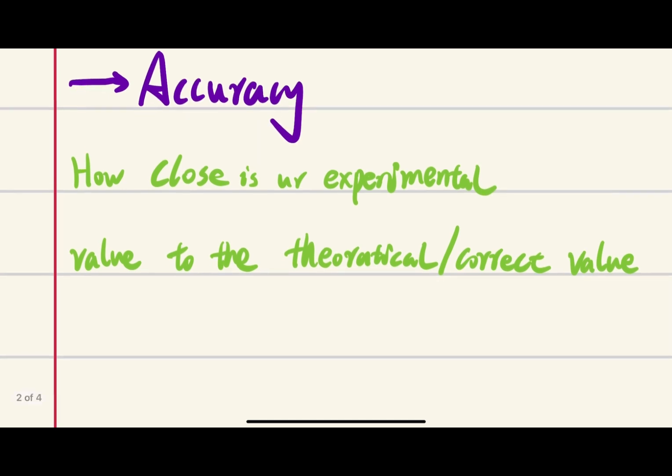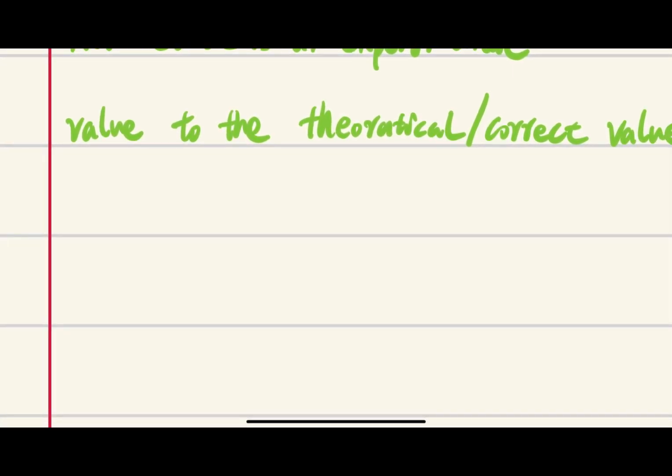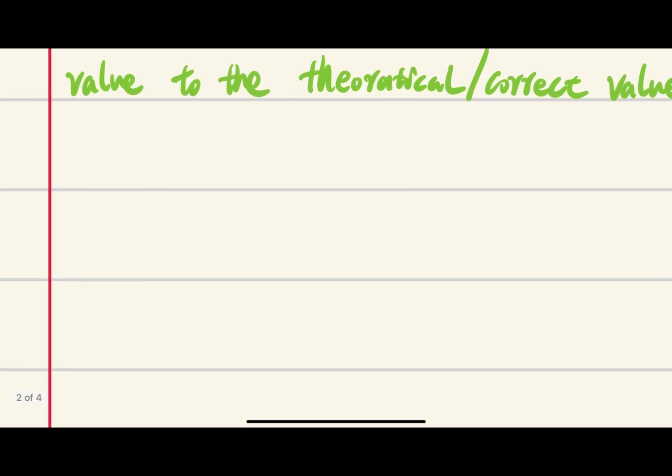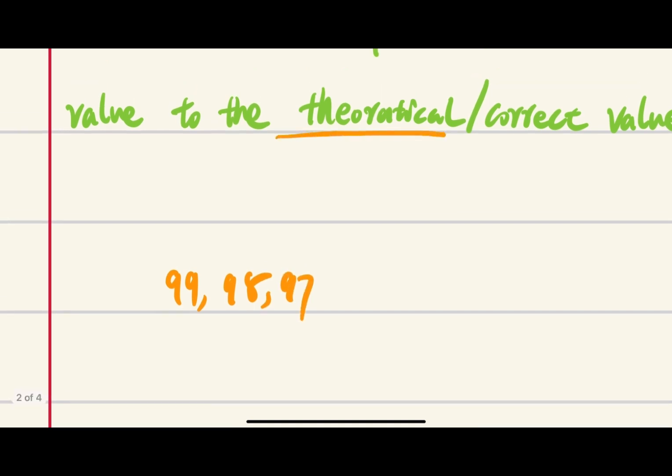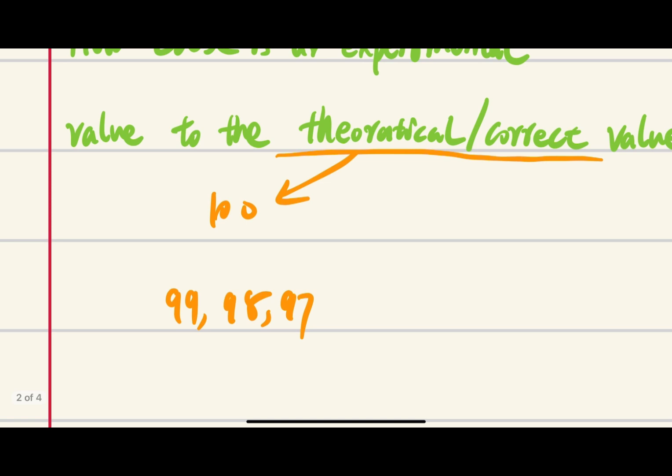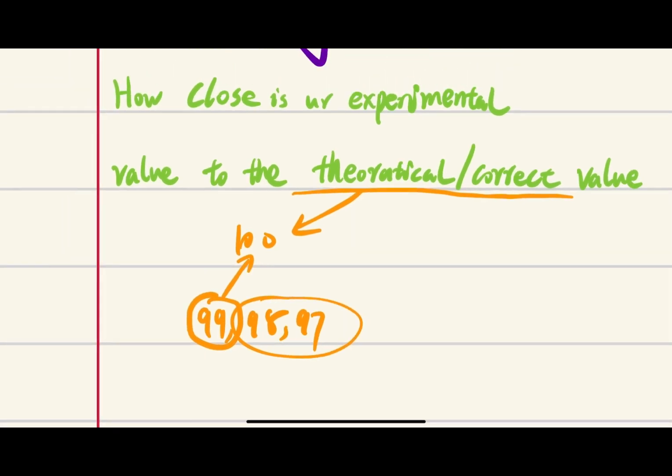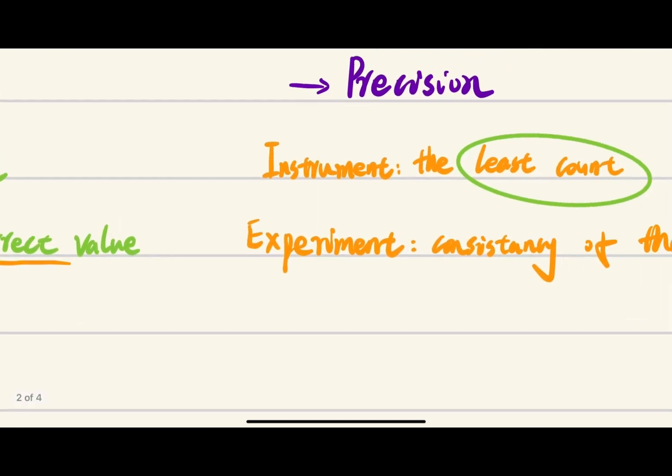Here I'm going to give you an example. Let's say in an experiment you have completed 3 trials, and the values are 99, 98, and 97, and the correct value, which is the theoretical value here, is 100. In this case, 99 is the most accurate, because 99 is the closest to 100 compared to the other two numbers. That's the idea of accuracy: how close the value you got is to the correct value.